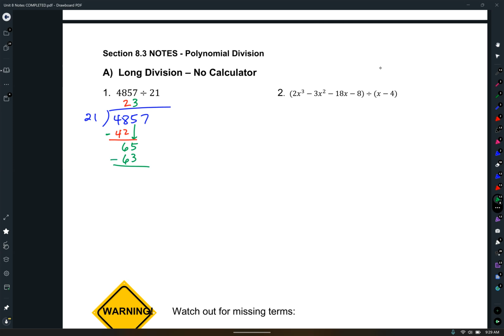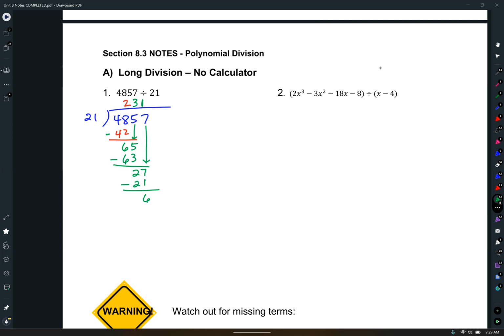Then you subtract, and we're going to get 2, and then bring down the last number, so bring down the 7. 21 goes into 27 only one time. That's 21. Draw your line, subtract, and when I subtract, I'm going to get 6. And since there's nothing else to bring down, the remainder, what's left over, is 6.